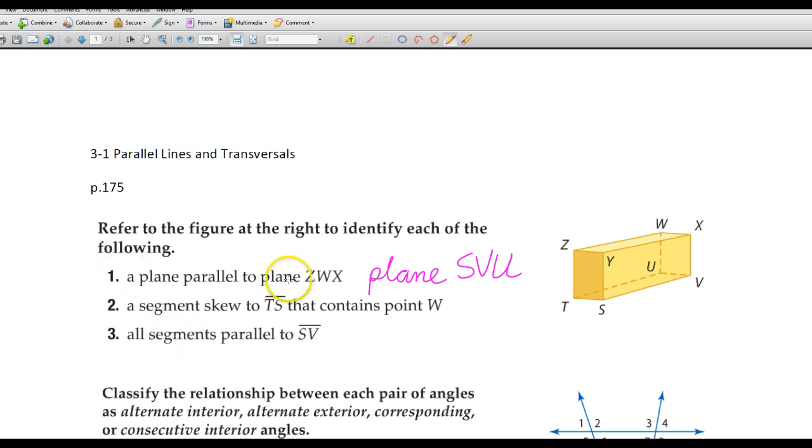Number 3, all segments parallel to SV. Okay, so parallel lines are coplanar lines that do not intersect. So we would have one here, we would have one here, and we would have one right there. So that is segment TU, YX, and ZW.